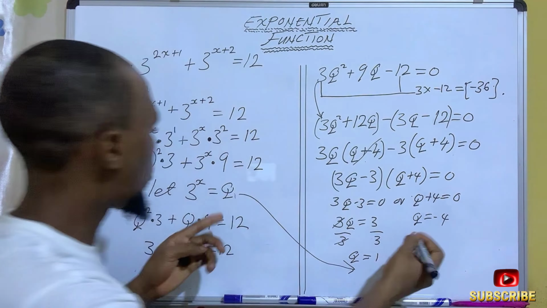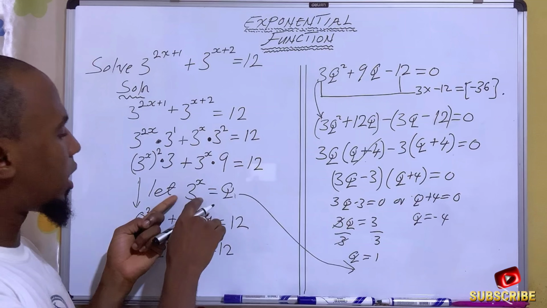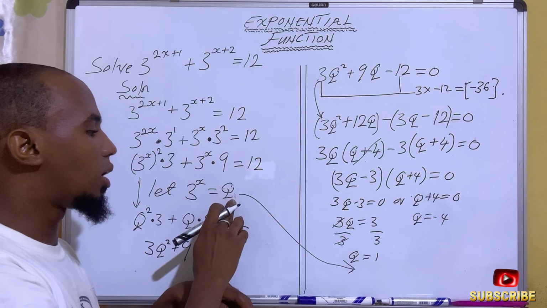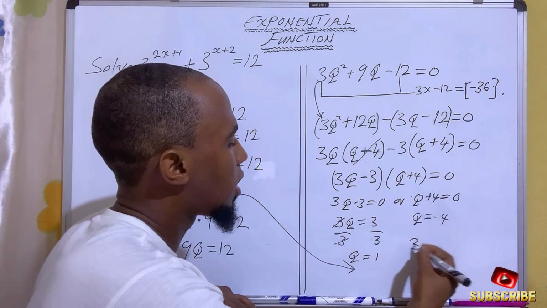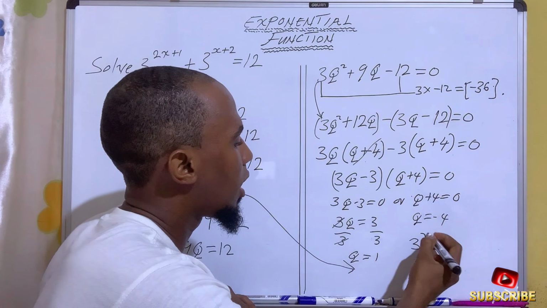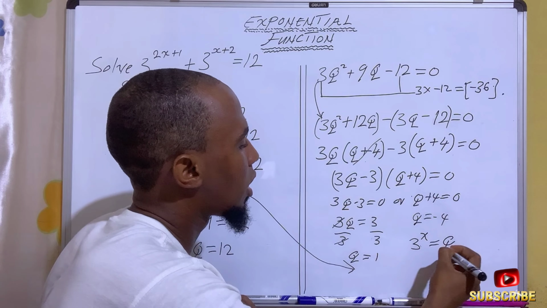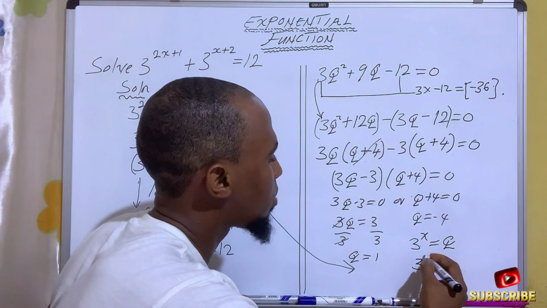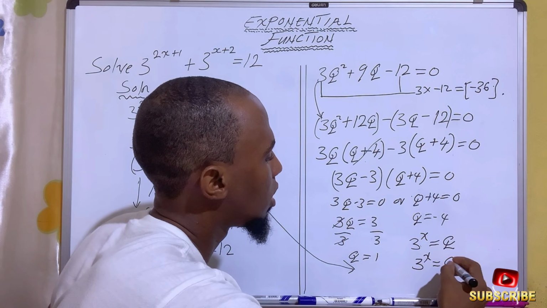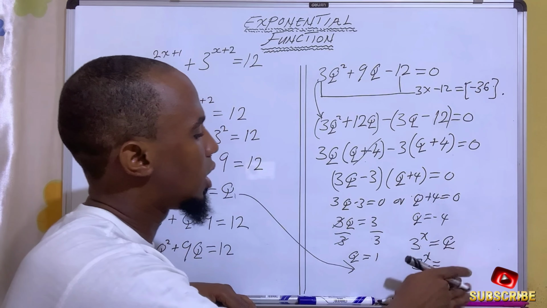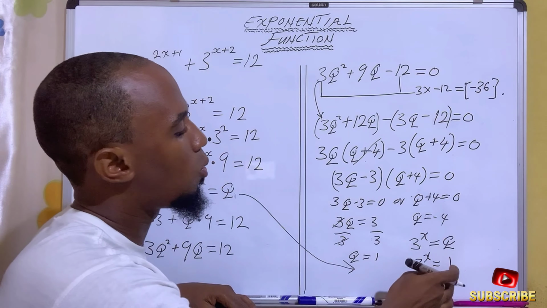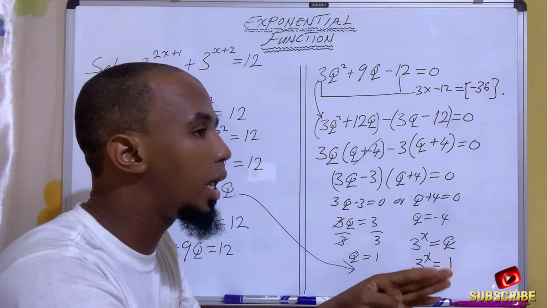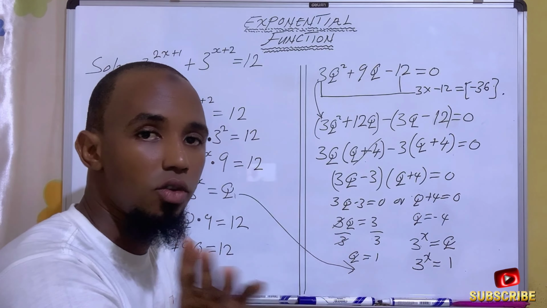Now what we will have is, q is already 1. Now we come and replace q here, where we let 3 to the power x to be equals to q. Now we have 3 to the power x is equals to q. Now q, we know q is 1. Therefore we are going to say 3 to the power x is equals to q. That is now 1, and we know that 1, we can change it to 3 to the power something, because 3 to the power 0 is going to give you 1.